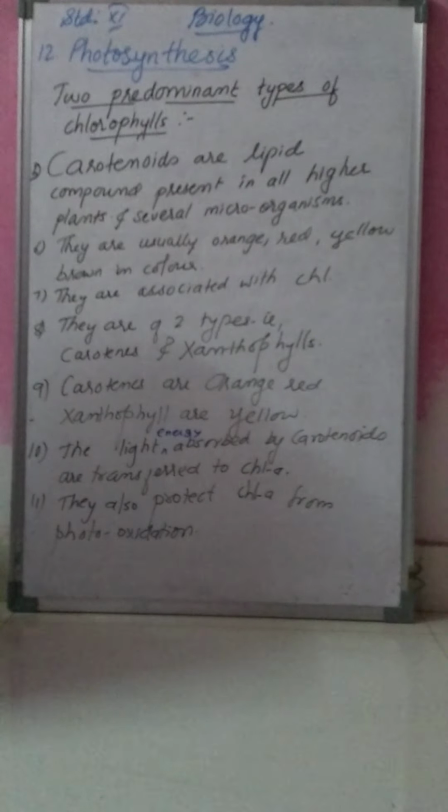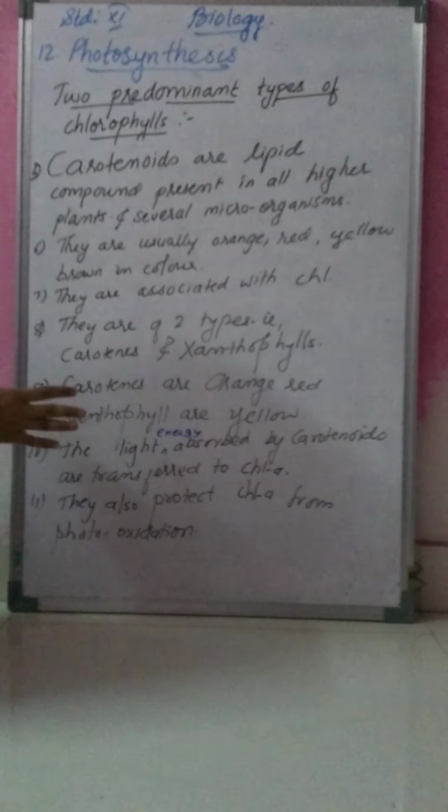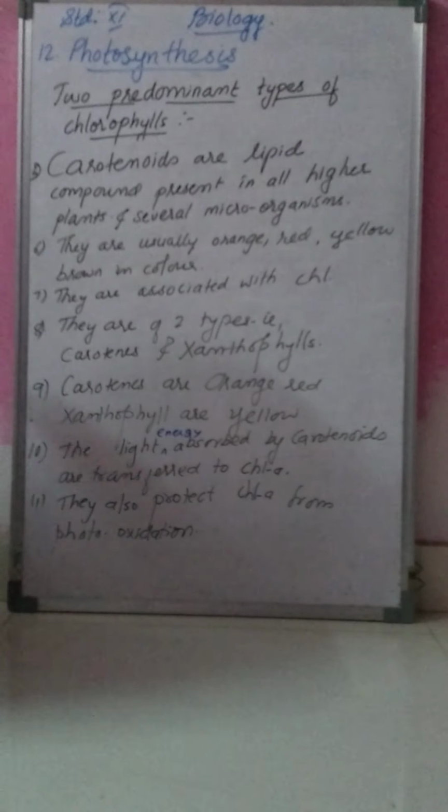So today we have studied photosynthetic pigments. What are those photosynthetic pigments? Chlorophyll A, chlorophyll B, carotene and xanthophylls. These four are present in the higher plants.